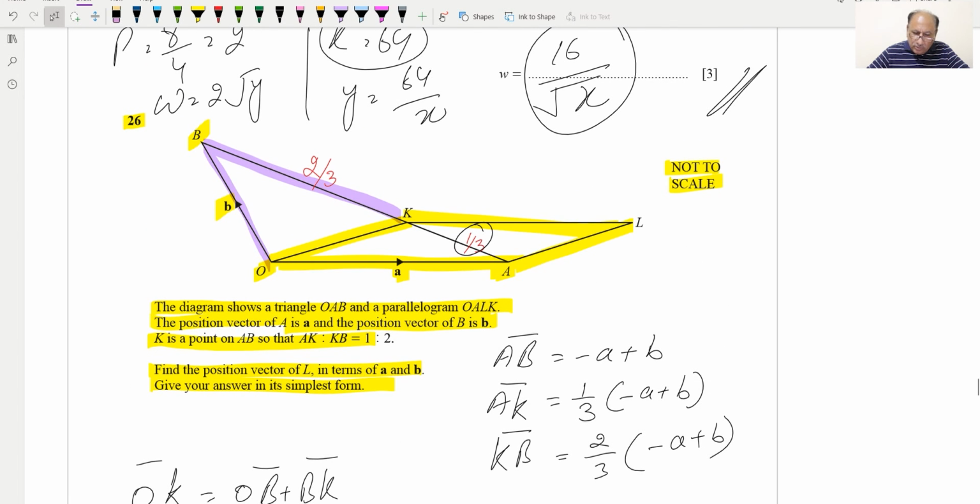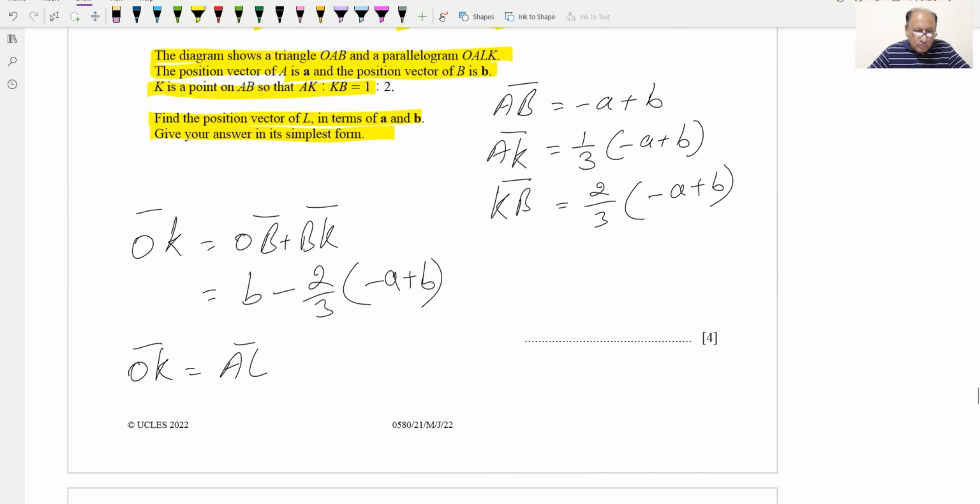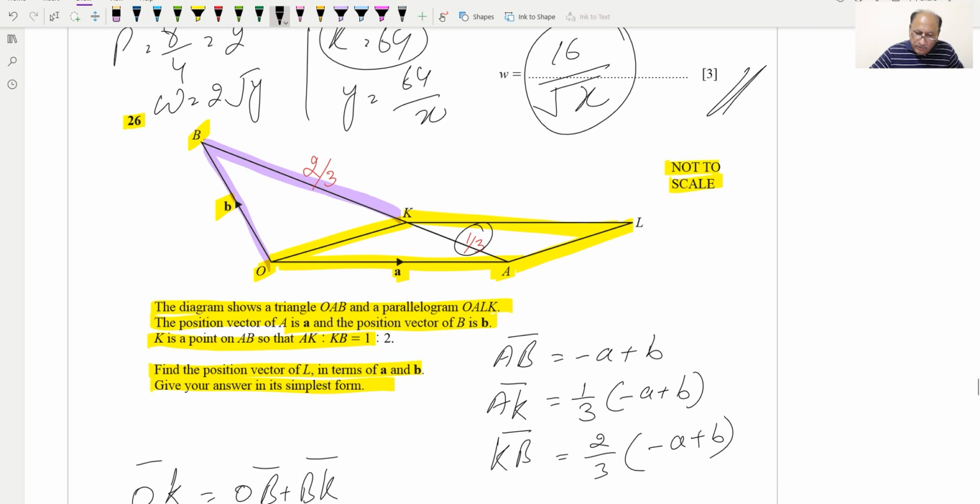OK is equal to AL. This side OK is equal to AL. Why? Because these two are the sides of the parallelogram. So this will be OK is equal to AL. So this one AL is what? OL is equal to OL, position vector of OL will be position vector of OL.